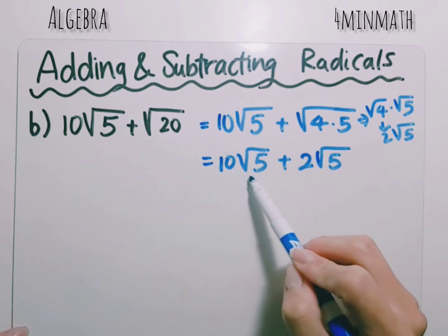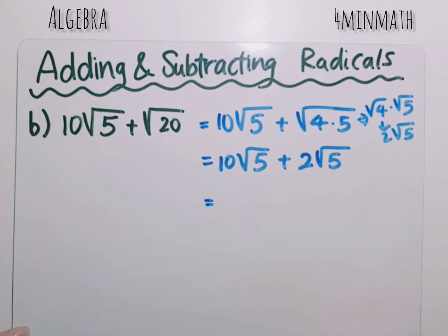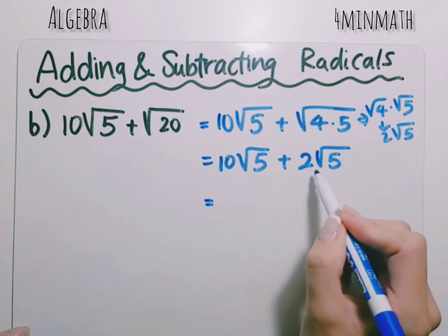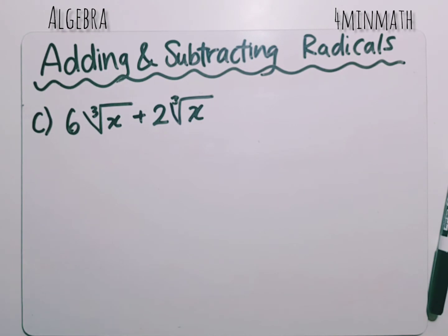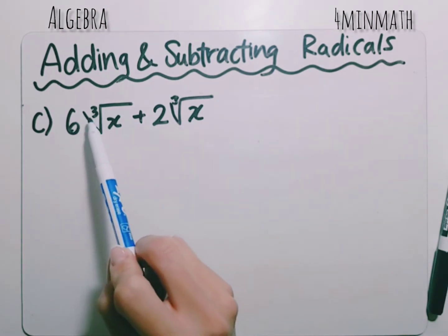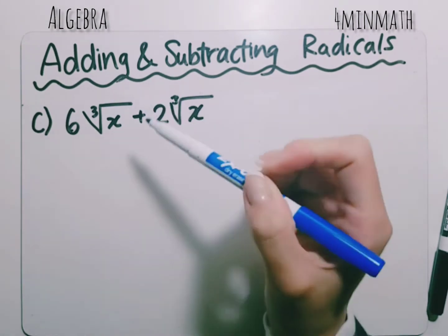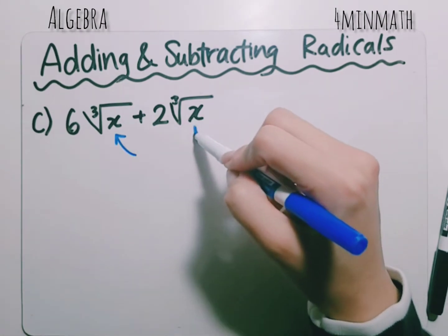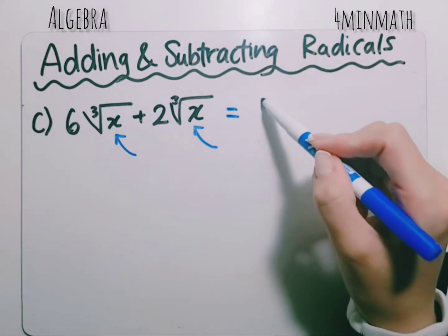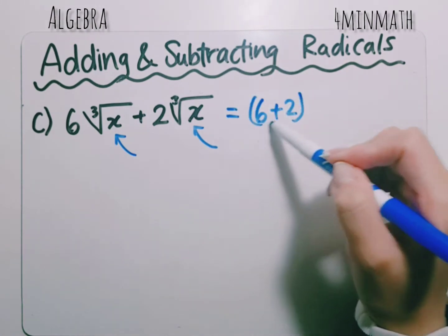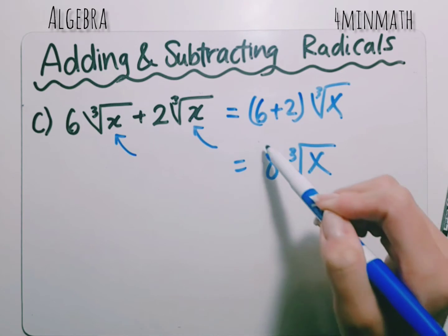Next, now that we have like radicals, my radicands are the same, we can combine. So let's simplify. 10 plus 2 is 12, and then you leave the square root of 5. This question, you have 6 times cube root of x plus 2 times cube root of x. We do have the like radicals here because my radicands and my index are the same. So all you need to do is combine 6 and 2 and then leave the cube root of x, which is 8 cube root of x. Done.